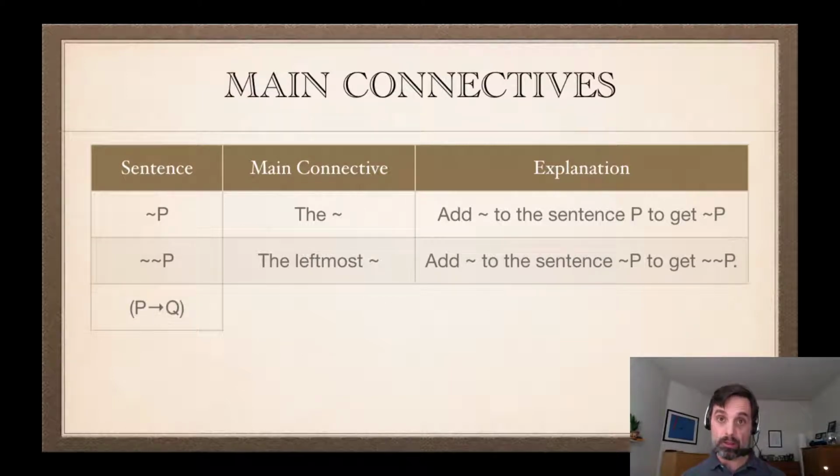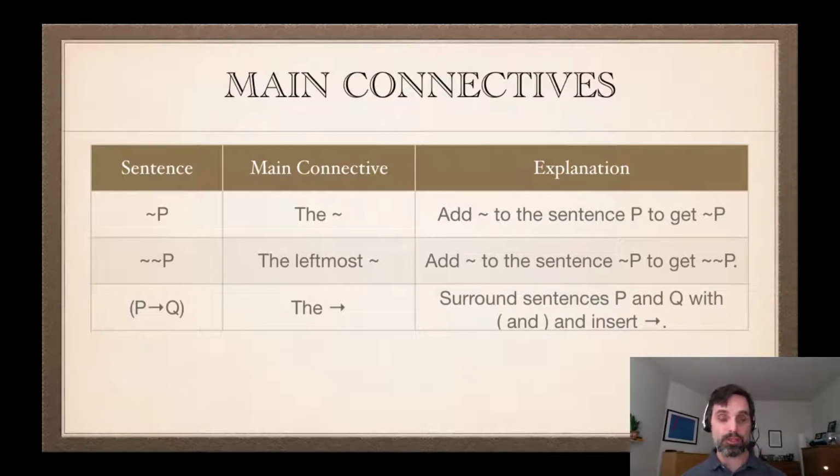How about "if P then Q"? Okay, here the main connective is the arrow. Why is that? Well, because we had the sentences P and Q, and we added the arrow symbol to form our new sentence. And so that's why it's the main connective. Now, okay, how about this sentence?